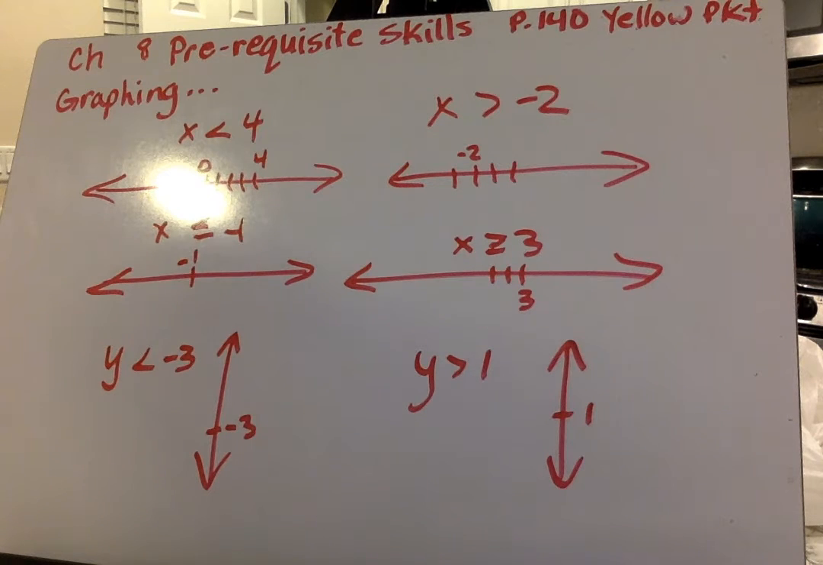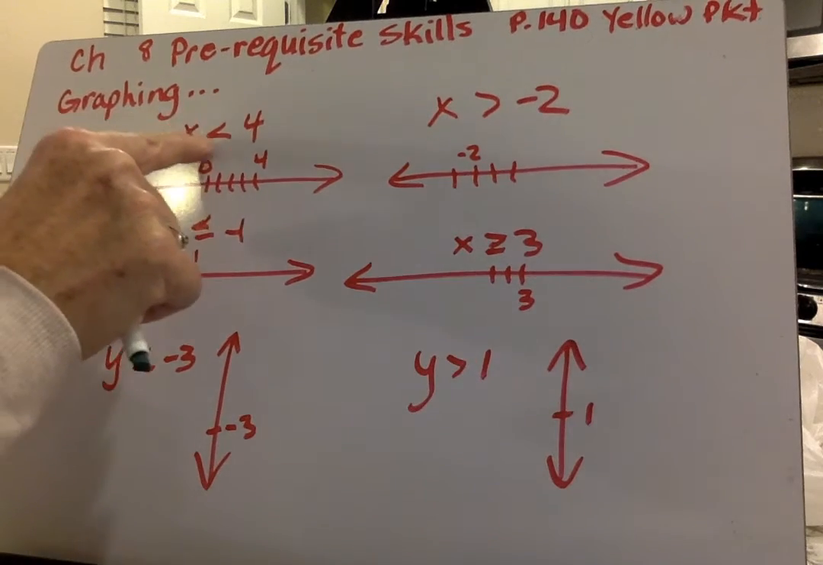Hello students, today we will be going over Chapter 8, Prerequisite Skills. This is page 140 in your yellow packet. And it says graphing inequalities on the x-axis. And basically it's still like a number line, a horizontal number line.